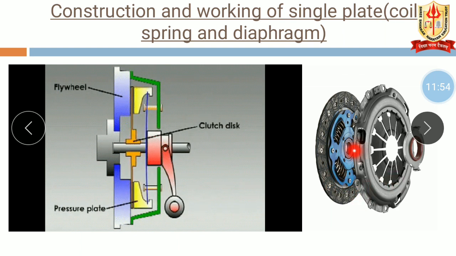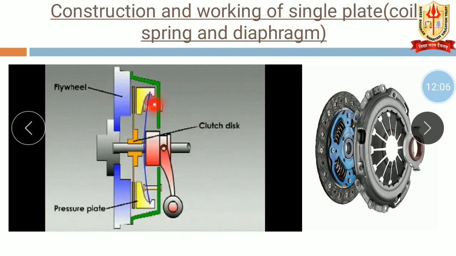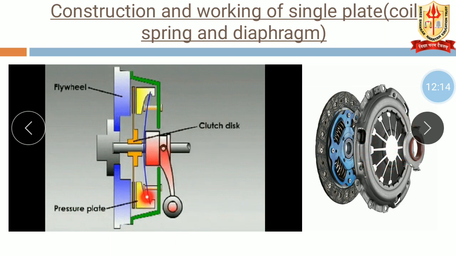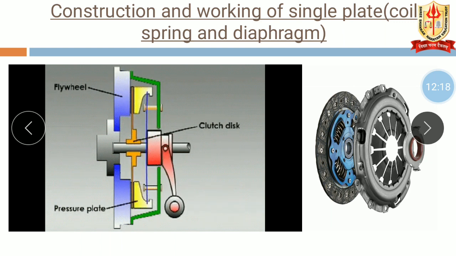When we want to identify the diaphragm spring single plate clutch, this is how it looks. This is the spring. When it gets pushed, it is going to carry the pressure plates with it. So in that case it gets disengaged. When we release the pressure, it again gets engaged. This is the friction lining.